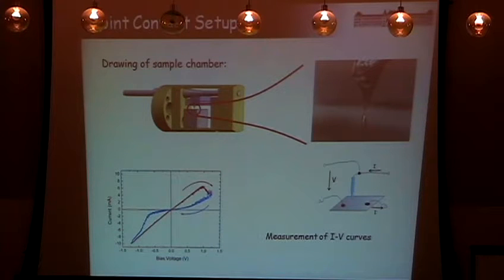But for now, what we have is some experimental IV curves. What we use to measure these curves is we tune the bias voltage on the sample, and we measure the current flowing through the sample. And this is one of our experimental findings. We found such curves here.